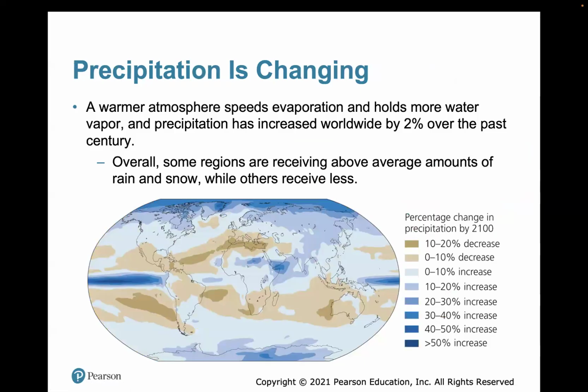A warmer temperature also means there will be a change in precipitation. Precipitation increased worldwide by 2% over the past century. Some regions of the world are receiving less rain and snow than usual, while others are receiving more. So droughts have become more frequent and severe, harming agriculture, worsening soil erosion and reducing water supply. And it also triggers wildfire. This is showing you a 50% increase if it's dark blue. As the colors get lighter, it's less of an increase.